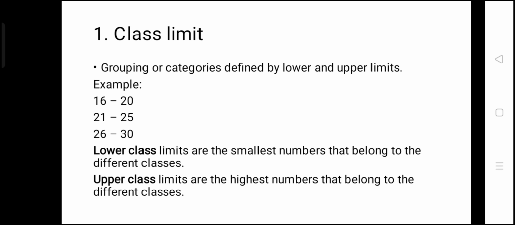First, we have the class limit. Class limit is grouping or categorized defined by lower and upper limits. For example, we have 16 to 20, 21 to 25, and 26 to 30. So the lower class limits are the smallest number that belong to the different classes, while upper class limits are the highest number that belong to the different classes also.